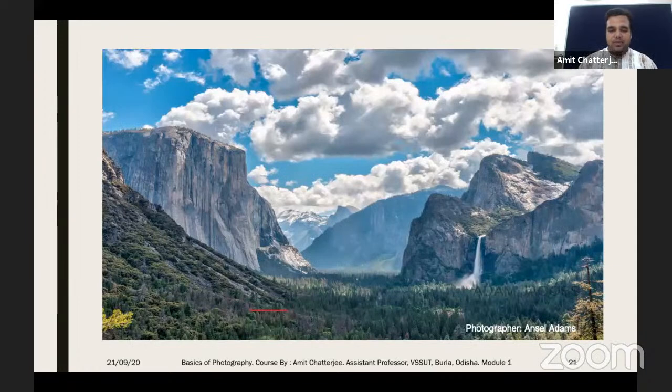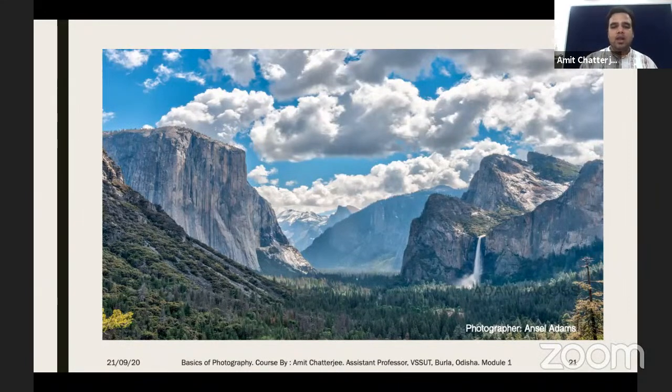So these are the photographs that I am talking about, and the photographers' names are written right on the bottom right hand corner. So you can look at the photographer name and you can follow them also. Those are the pioneers of those kinds of photography. If I'm talking about Ansel Adams, he is a pioneer of landscape photography, and these are his clicks.